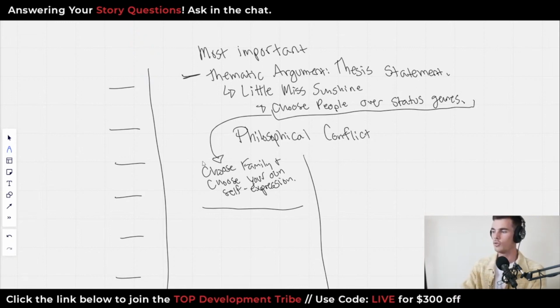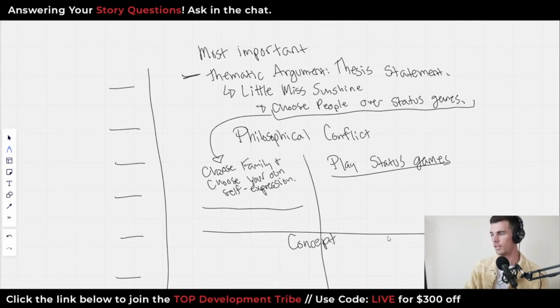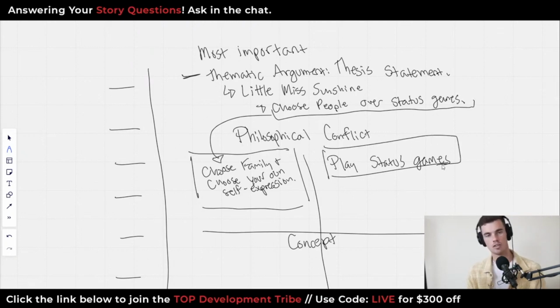So we have choose family, choose your own self-expression. Then the other side is play status games, right? Play status games, look for other people's approval. There are winners and there are losers, and if you are not a winner, you're a loser. Now we have the two big sides of your conflict. Now, this is also where your concept can then come into play, right? So if your concept is here, it's like now you have these two sides, right? Choose family, choose your own self-expression. Don't play the status games of other people. It's not about winners and losers. It's about the people closest to you versus play status games. It is about winners and losers.